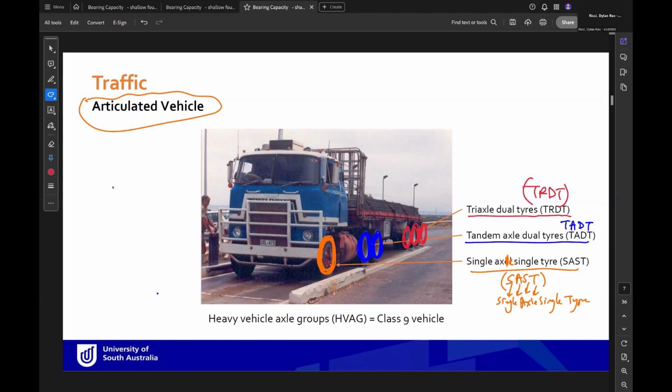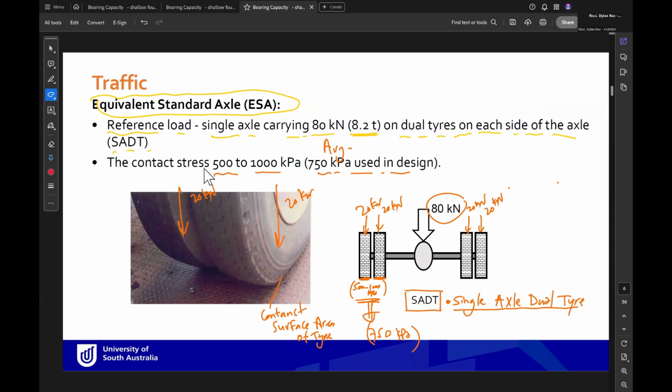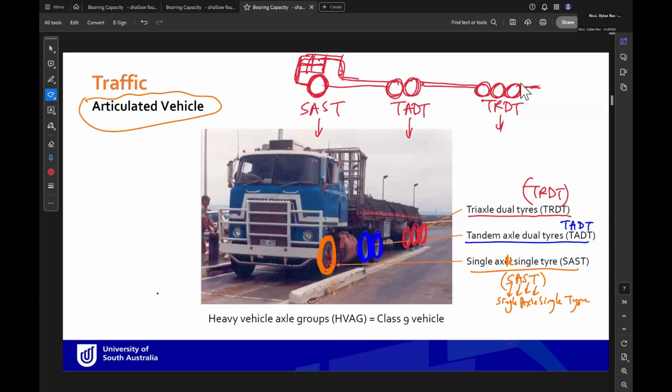So for the articulated, we have SAST, and we have TADT, and at the end we have TRDT. So this is our truck. And we can know how much is the load for this one and this one and this one. So these are some ideas about the SADT and SAST, TADT and TRDT.